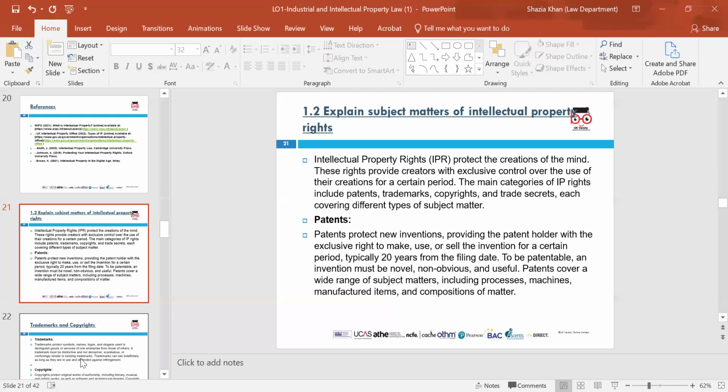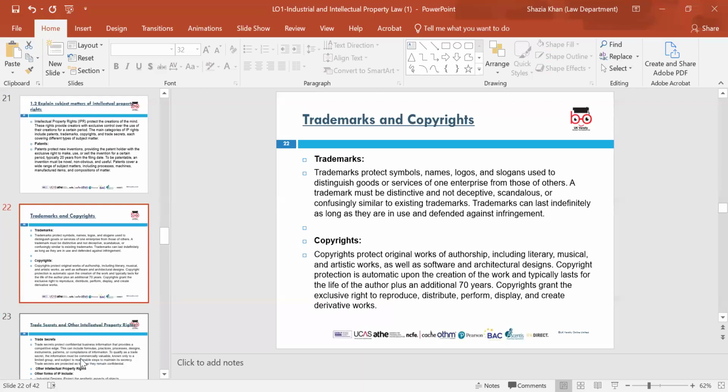Patents, as we mentioned earlier as well, protect new inventions, providing the patent holder with the exclusive right to use or sell the invention for a certain period, typically 20 years. Trademarks and copyrights. So trademarks protect symbols, names, logos, and slogans used. Popular ones are Nike and Coca-Cola. Copyright protects original works of authorship, including literary, musical, and artistic work, as well as software or architectural designs.